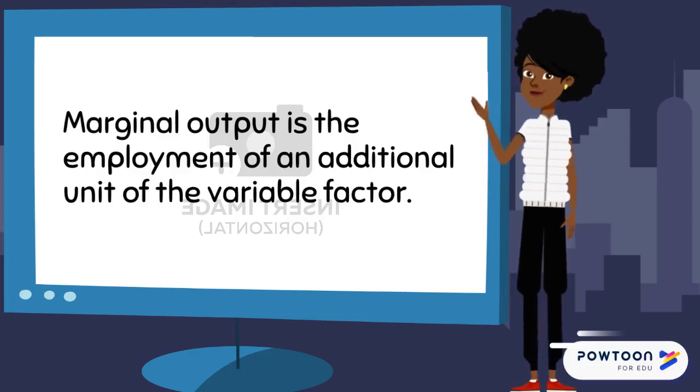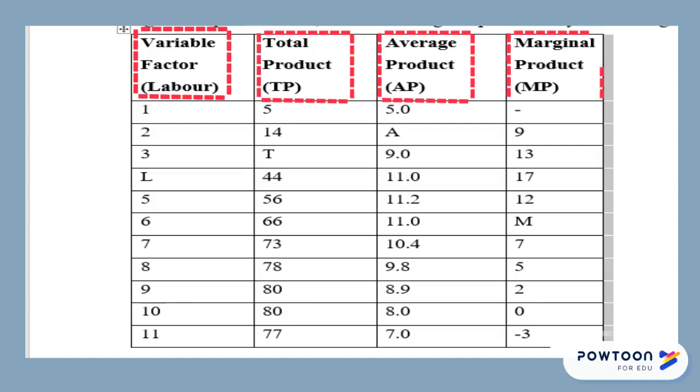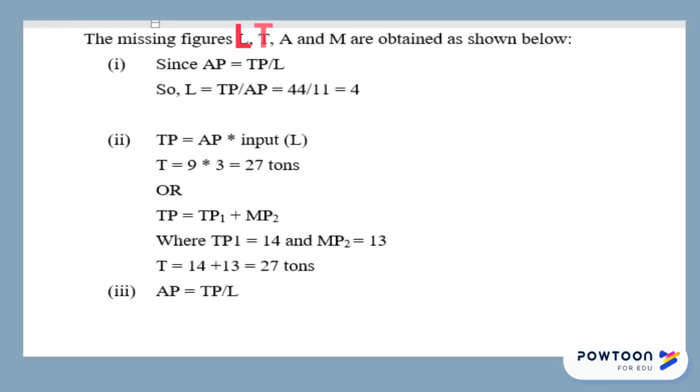Also, marginal output is the employment of an additional unit of the variable factor. This table shows the output in tons of a firm which uses varying amounts of labor on a hectare of land. In this table, we need to calculate the value of L, the variable factor, the value of T, the total product, the value of A, the average product, and the value of M, the marginal product. The missing figures L, T, A, and M are obtained as shown below.